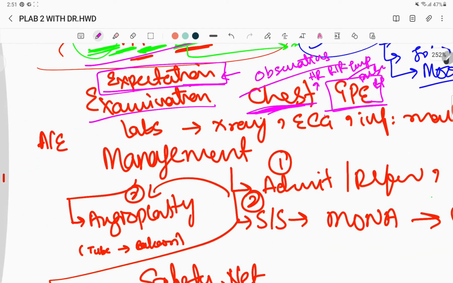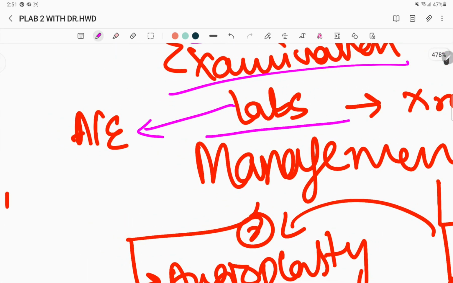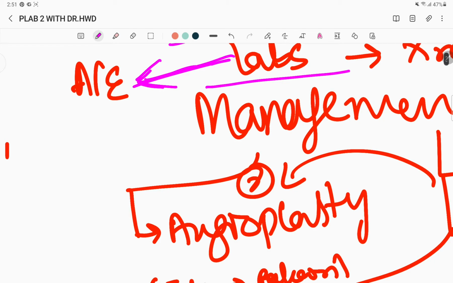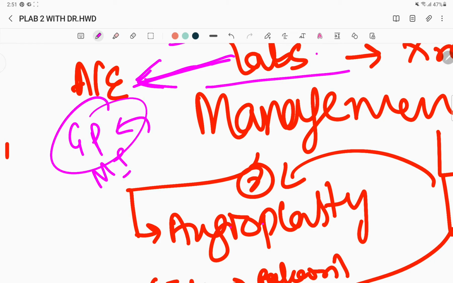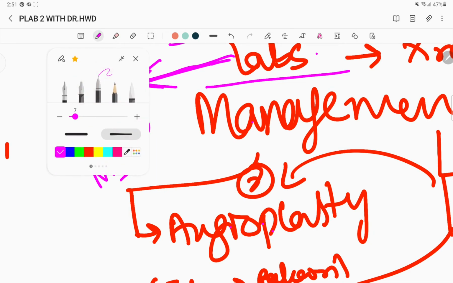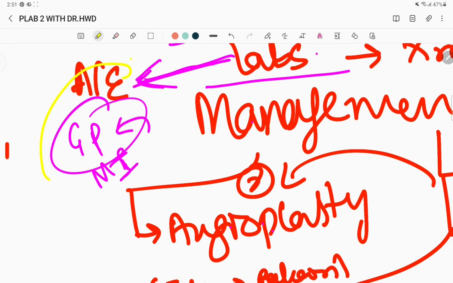And after that, you have to take the labs. Now, that depends if you are in the accident emergency. If you are in the accident emergency, you can do the labs. But in the GP surgery, it's very limited. And a person can come with an MI in the GP surgery, right? They can come. You can't stop them. So if they do come, what would you do? You'd refer them to the accident emergency immediately. All right, guys, so you'd refer them immediately there.